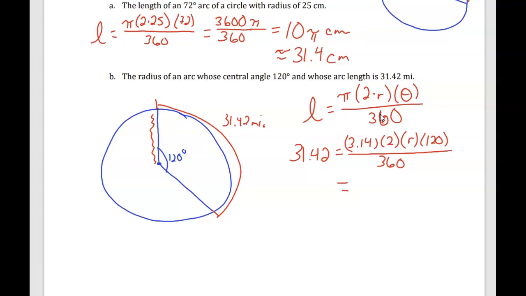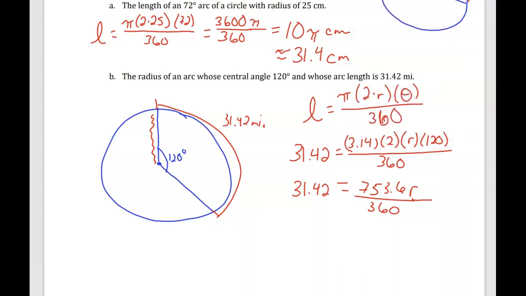So 3.14 times 2 will give us 6.28, times 120 will give us 753.6, divided by 360, and that has an r on the numerator, not a pi. And we have 31.42 sitting out here.